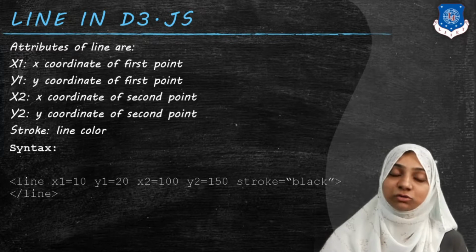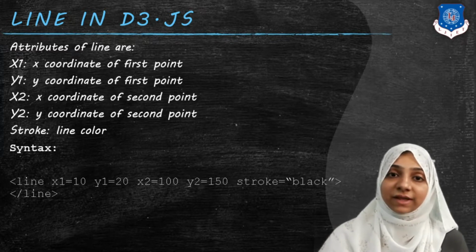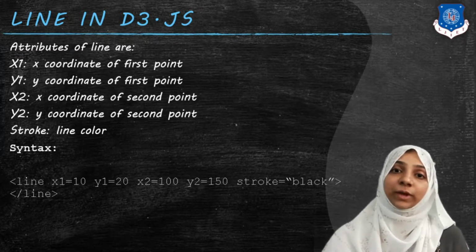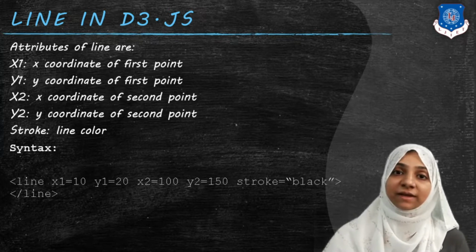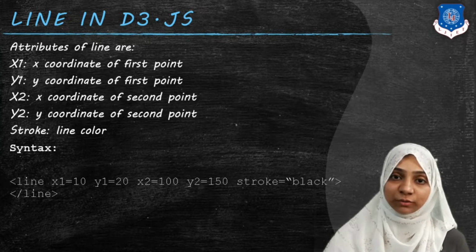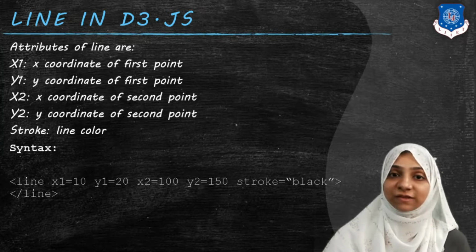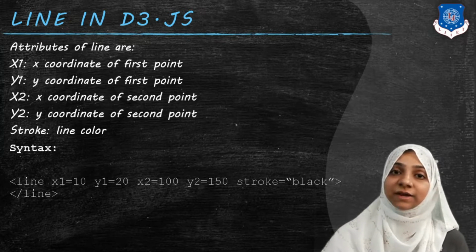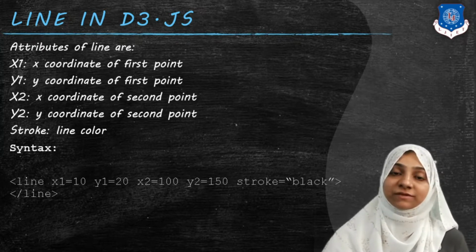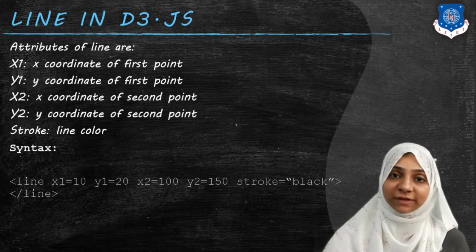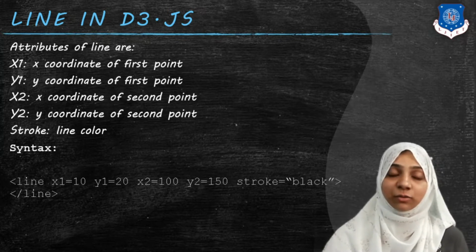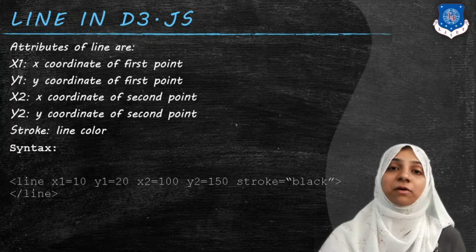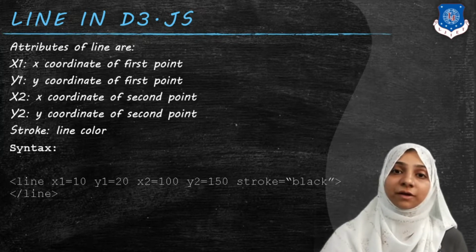Now let us see how to draw a line within an SVG area. We can draw a line with the help of the line tag. The line tag uses 4 attributes. The first attribute is x1, which gives the x coordinate of the very first point. The second is y1, which is the y coordinate of the first point. Likewise, we also must have x2 and y2, that is the x and y coordinates of another point.